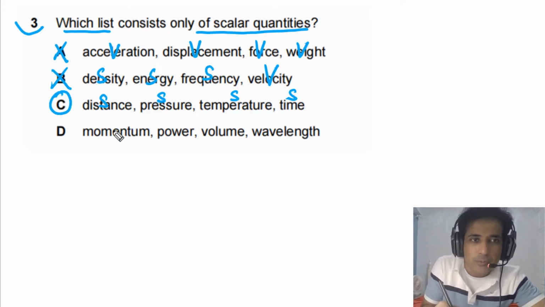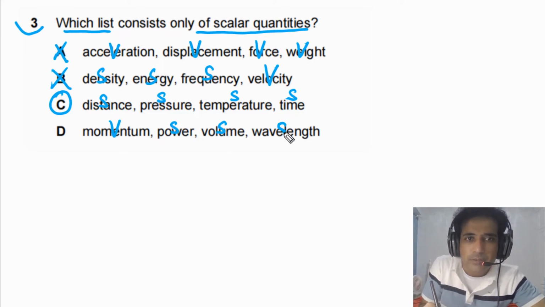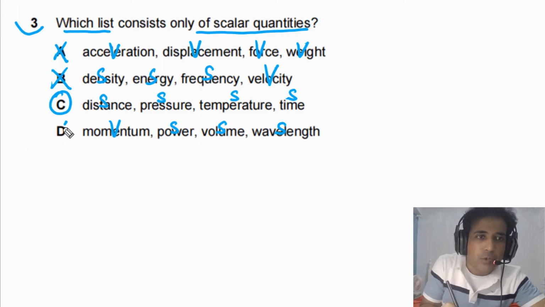If we go to option D, momentum is a vector, power is scalar, volume is scalar, wavelength is also scalar. So option D is also incorrect. So the answer for this question is C.